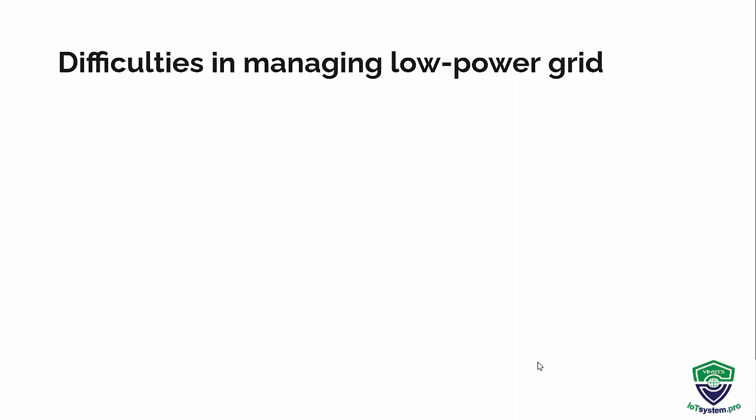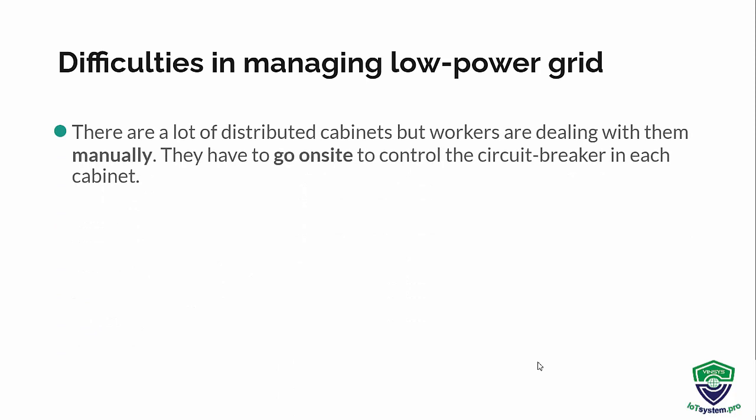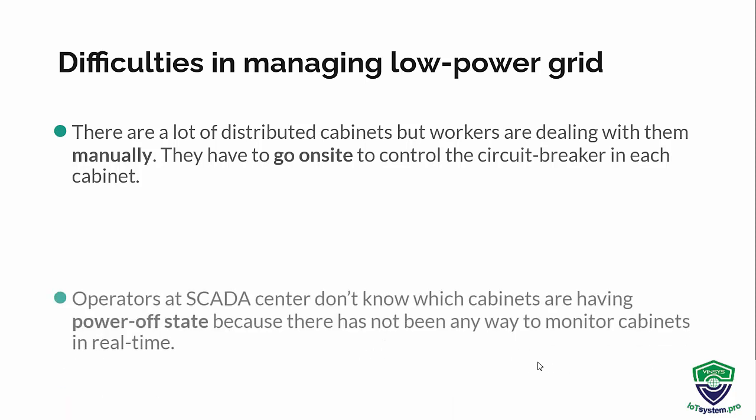And there are some difficulties in managing the low power grid. Firstly, there are a lot of distributed cabinets, but workers are dealing with them manually. They have to go on site to control the circuit breaker in each cabinet.